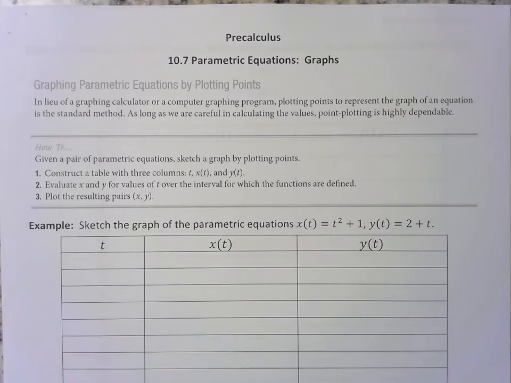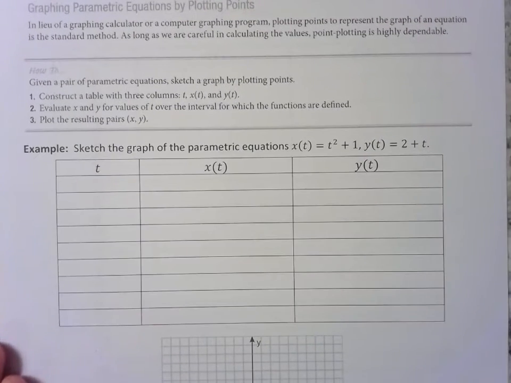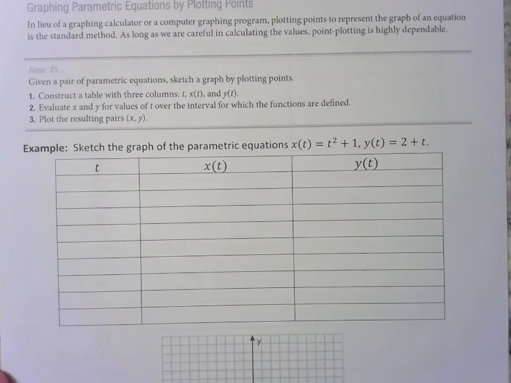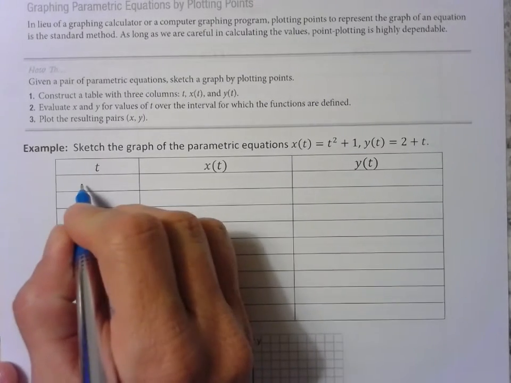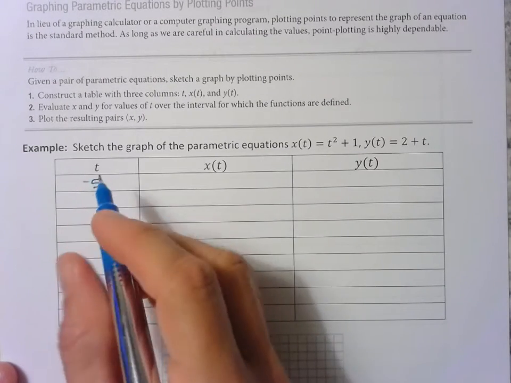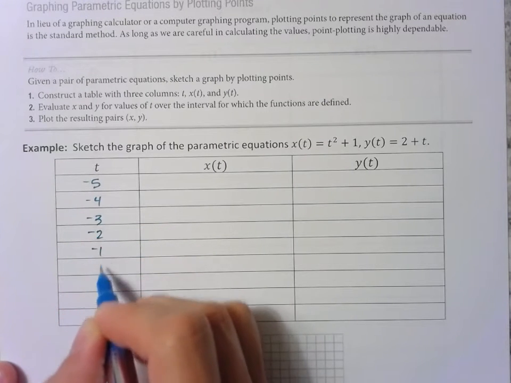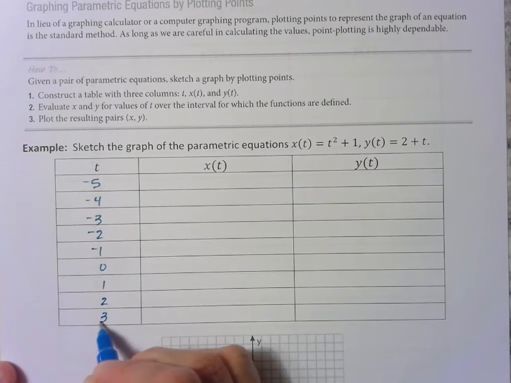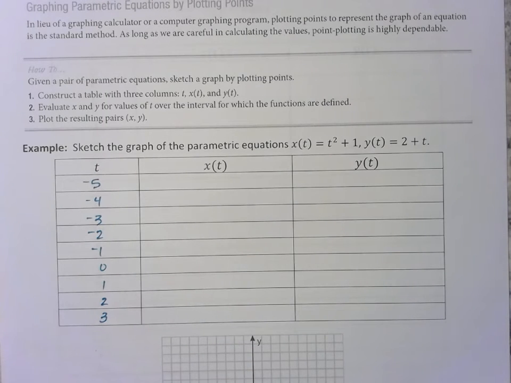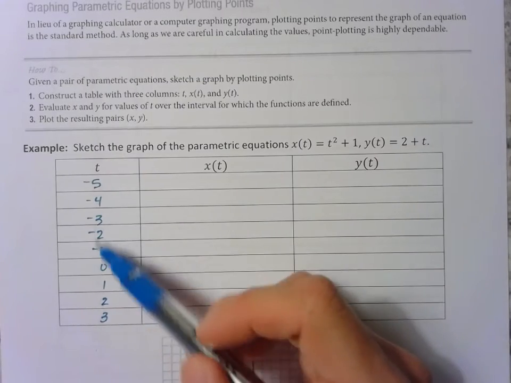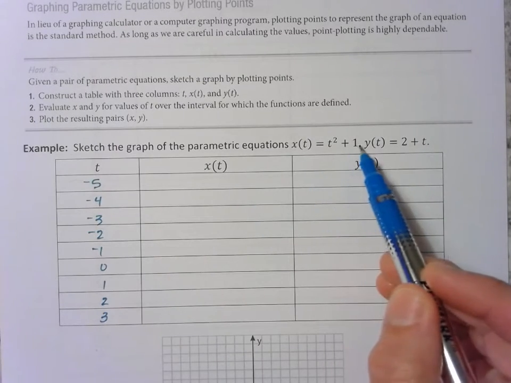with. So let's just pick some random t values, and we're going to put them in numerical order so that we get an idea of the direction that t is going. I just decided to start at -5 and go to 3. So what we're doing is we're taking these t values and putting them into this equation.